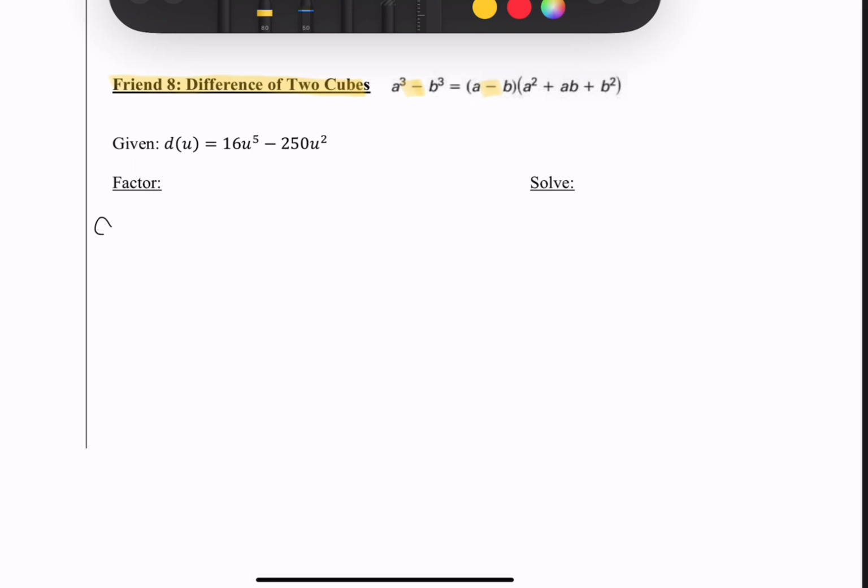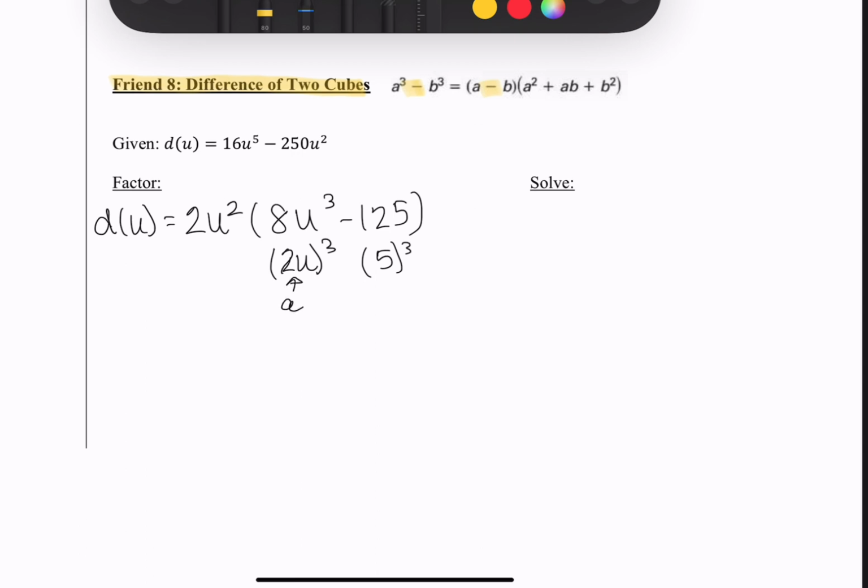So I am first going to factor out a greatest common monomial of 2u squared, which then leaves me with 8u cubed minus 125. That looks better. 8u cubed is in fact a perfect cube. This is 2u cubed. And 125 is also a perfect cube. It is 5 to the third power. So 2u will now be my a, and 5 will now be my b.